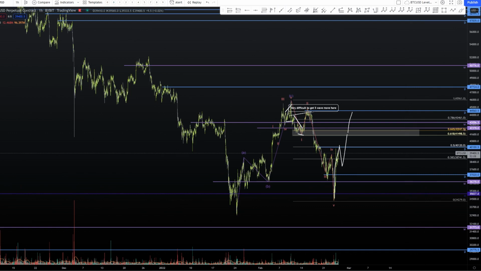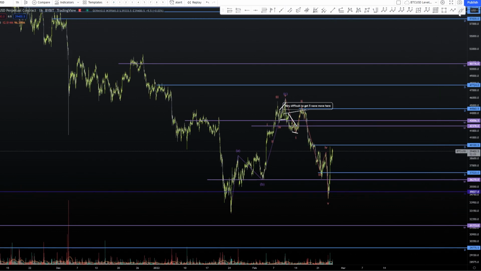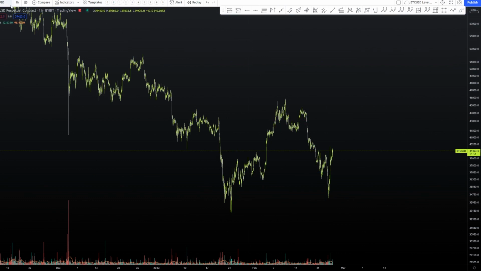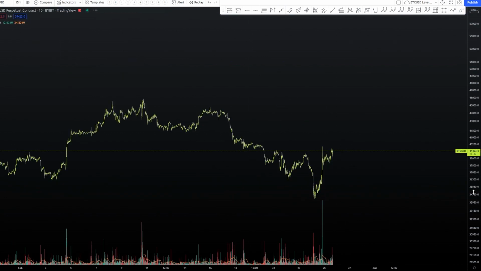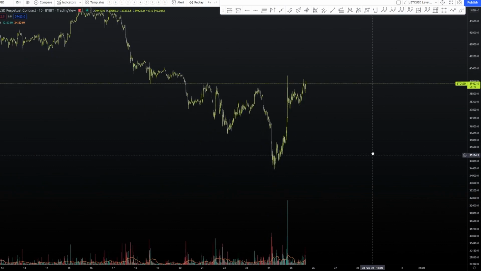So I'm going to go on to the lower time frames to show you what I'm looking at. And if this were to not be an ABC and it's a 1, 2, 3, 4, 5, in that case, we're just going to be looking for it to come all the way up here for wave 3, 4, 5. So I'm going to zoom into the 15-minute chart and show you what we could be looking at on the local time frame.